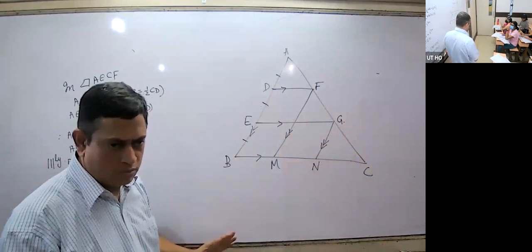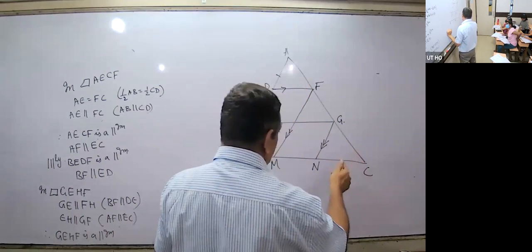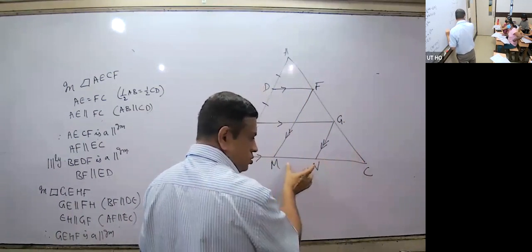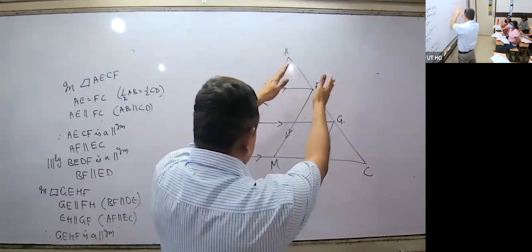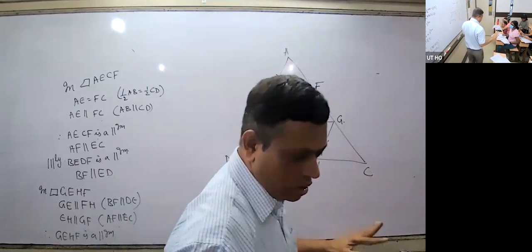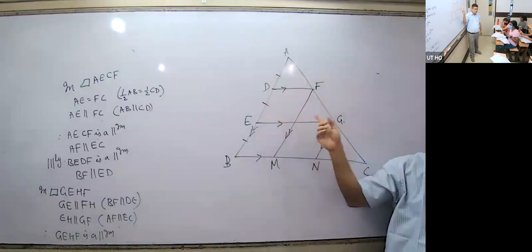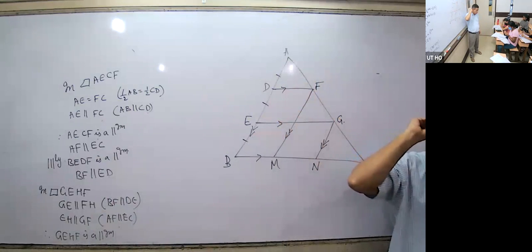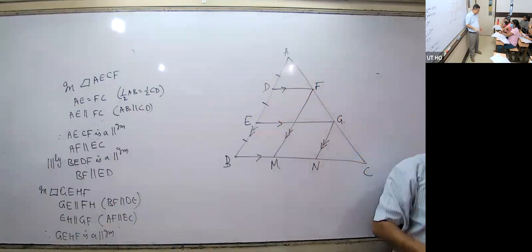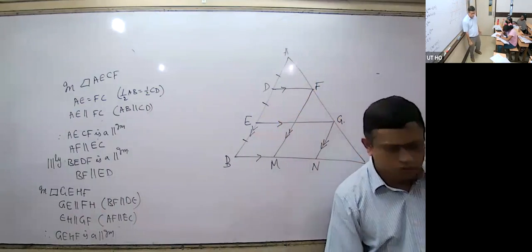Now, next is the same property to apply. Consider this triangle. By midpoint theorem, CN is equal to NC. By equal intercept theorem, BM is equal to MN. Steps you have to write. Should I repeat? Look, first is in triangle AEG. Figure you have drawn. Should I take the step? Or you can do it yourself.